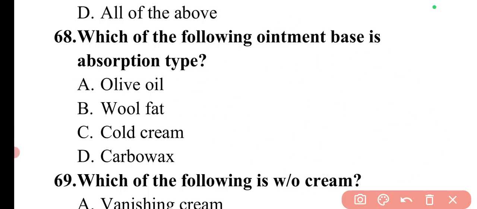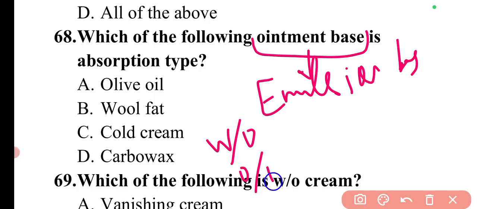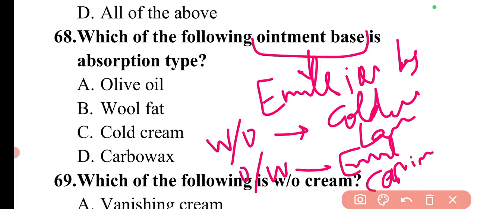Then the third ointment base is emulsion base. In this, there are different examples like water in oil bases or oil in water bases. In water in oil, there can be cold cream, lanolin or rose water ointment. For oil in water, there can be emulsifying bases, like cetrimide emulsifying base. So these types come under emulsion bases.